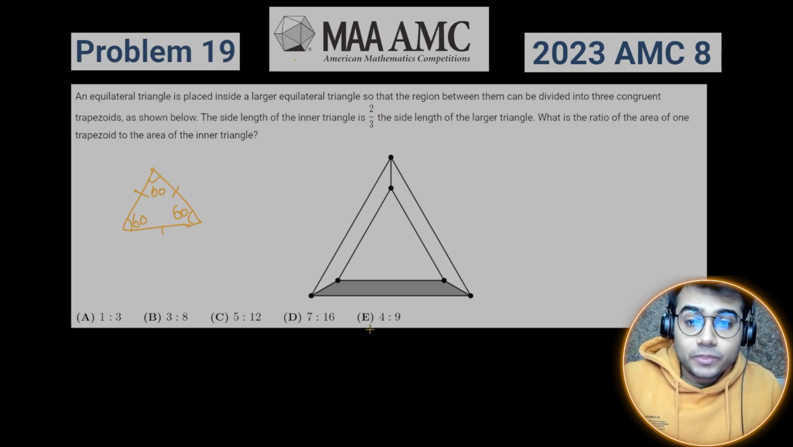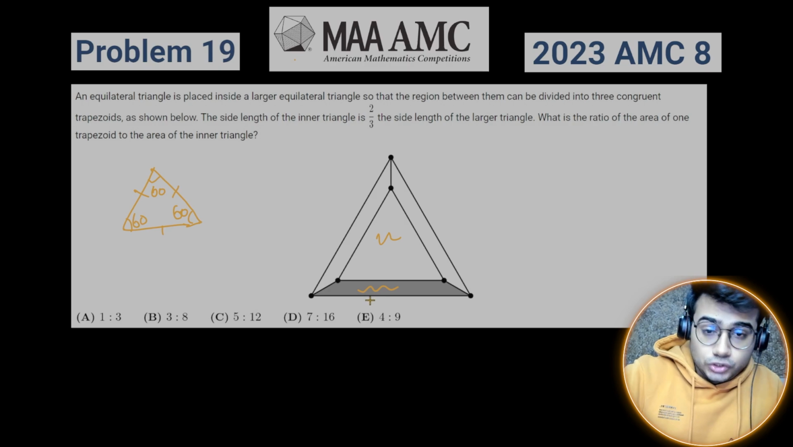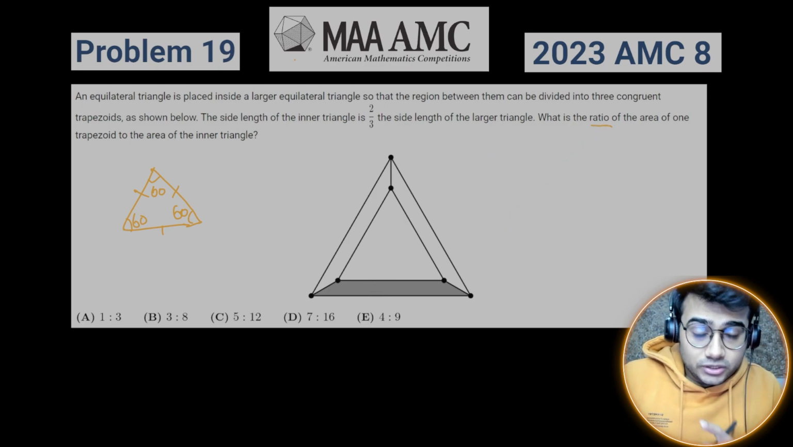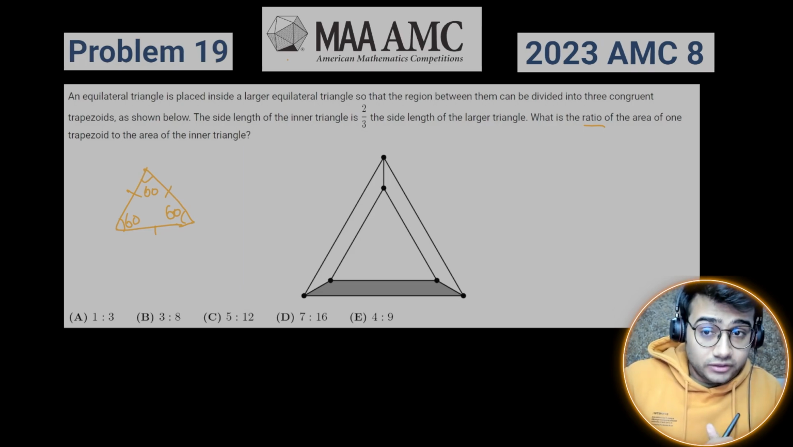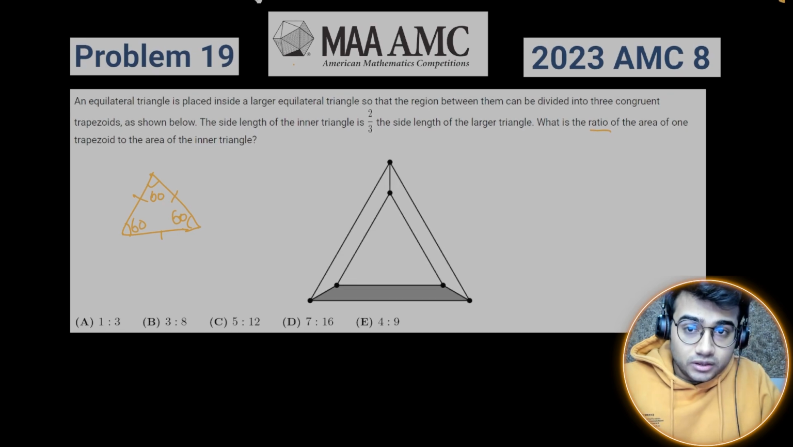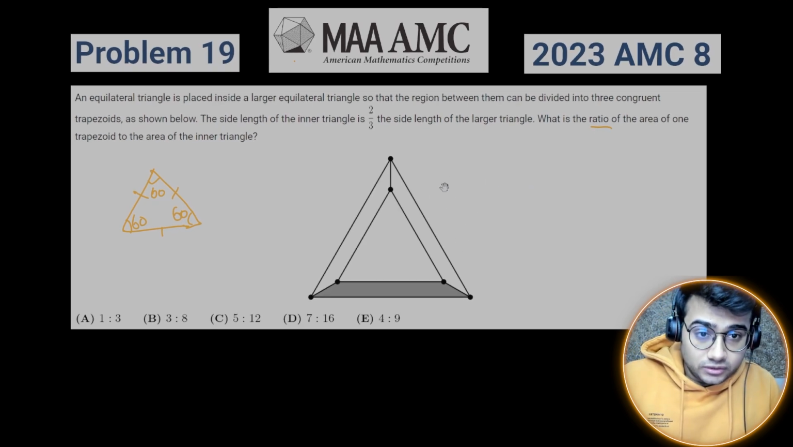Now, what do they want? They want us to find the ratio of the area of the inner trapezoid to the area of the inner triangle. This is a ratio problem, and let me tell you a trick. In ratio problems, it actually doesn't really matter what actual values you use. What matters is the relationship between the terms that you're finding the ratio of.